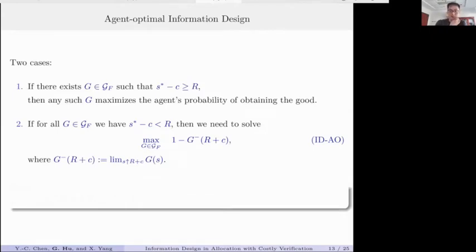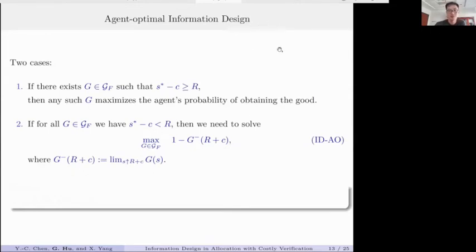Here, 1 minus G of R plus C is the probability of the agent getting the good. And the superscript minus of G means the left-hand or right-hand probability, so including or excluding the point R plus C. You can see it from the definition here. So this is the information design problem.